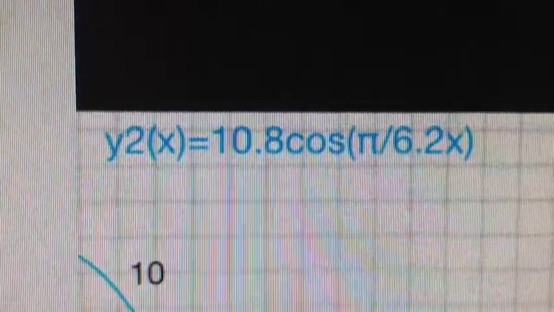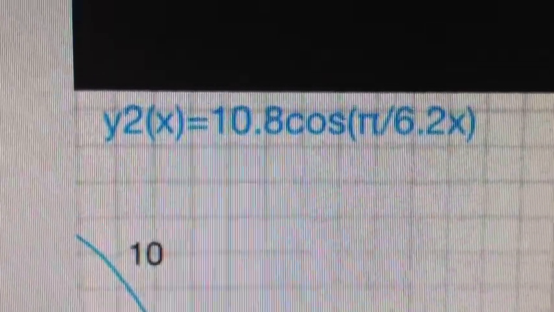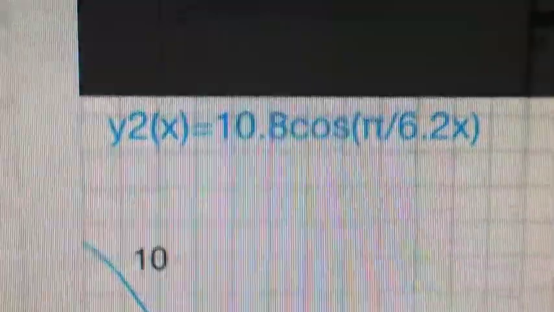Here's a close-up of the equation. All the information on this equation is pretty accurate. I didn't really edit anything.